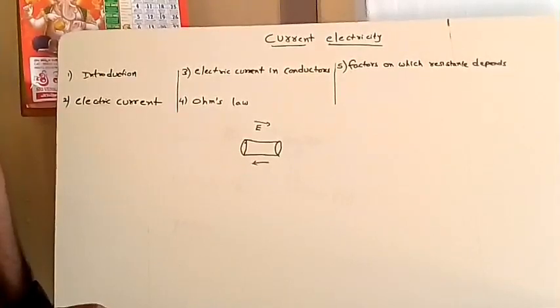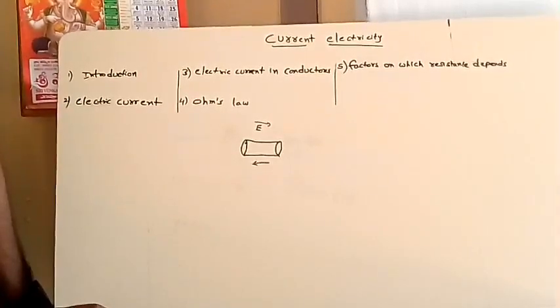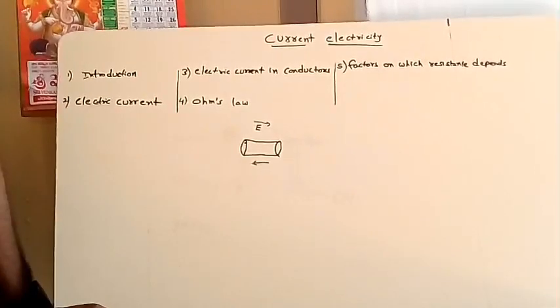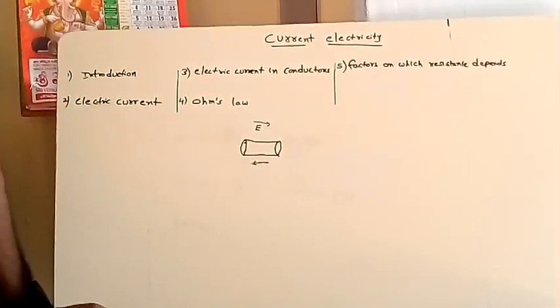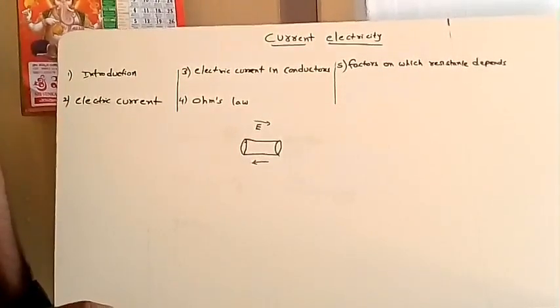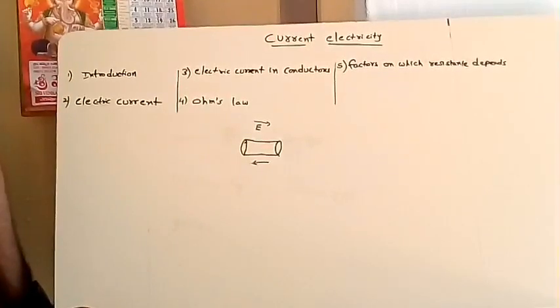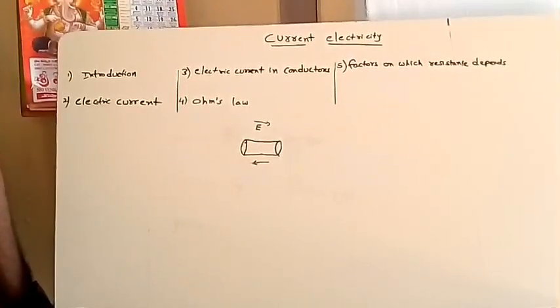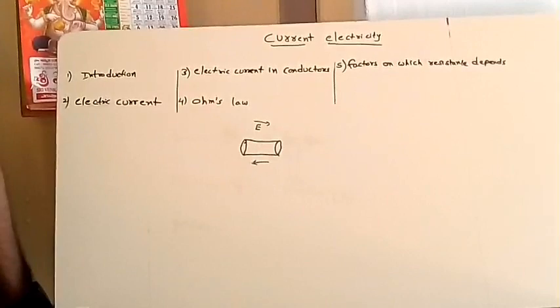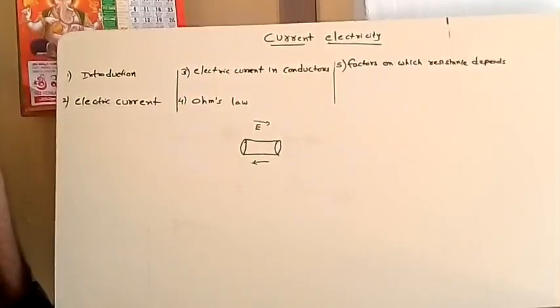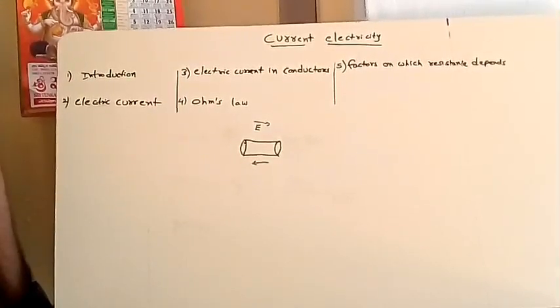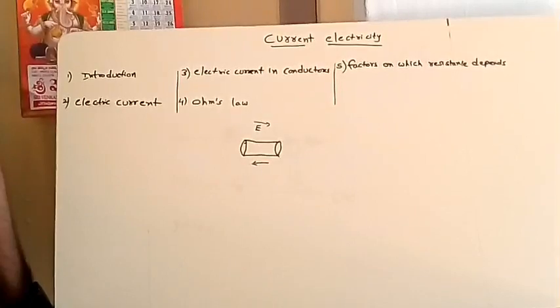Suppose a conductor is placed where there is no electric field. Then the net flow of electrons will be zero, because all the electrons are moving randomly because of thermal motion, thermal energy. They are moving randomly in all directions. That is the reason the net flow will be zero. In the presence of an electric field, these electrons will move opposite to the direction of the applied electric field.